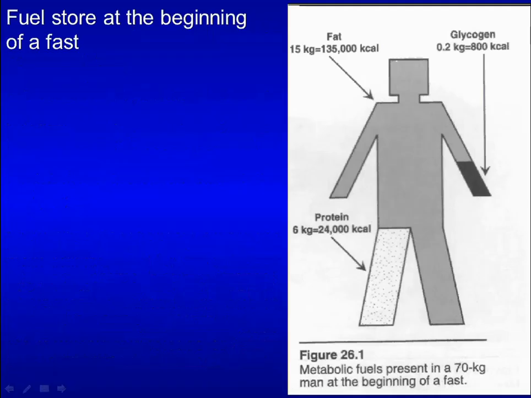At the beginning of a fast, the most abundant fuel stored in the body is the fat. In a 70-kilogram man, the fat is around 15 kilograms. The most convenient fuel, glycogen, is around 200 grams.